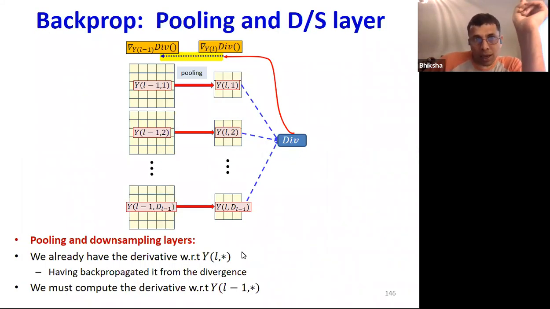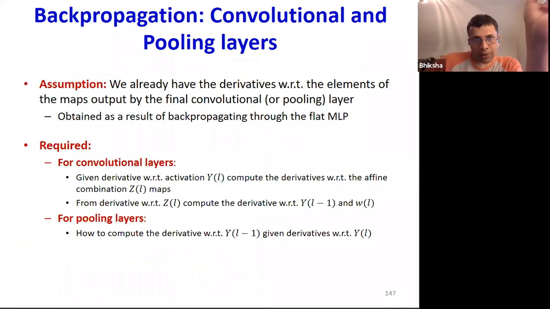And similarly, for the pooling and downsampling layers, you're going to assume that you have the derivatives with respect to these Y's, which are the output maps of the pooling, and then we have to figure out how to compute the derivatives going backwards to the input of the pooling. Now, this is what we're going to take a look at.